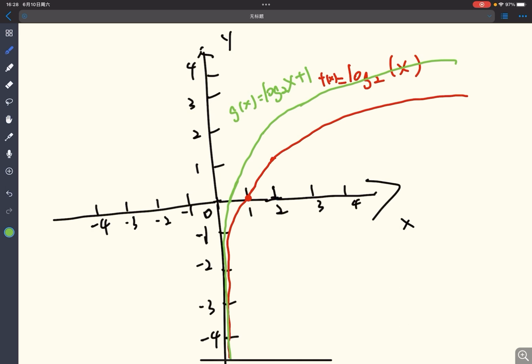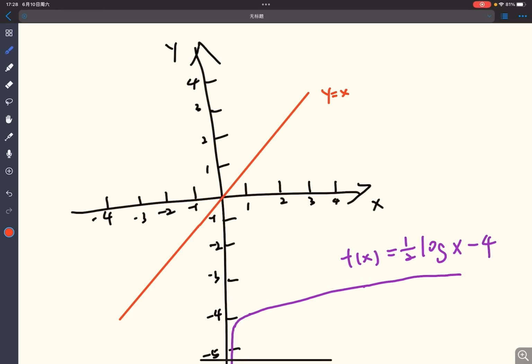The range remains the same, but the graph is translated vertically. In summary, a horizontal translation of a logarithmic function shifts the graph left or right without changing the domain, while a vertical translation shifts the graph up or down without changing the range.